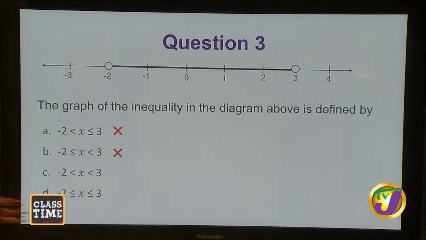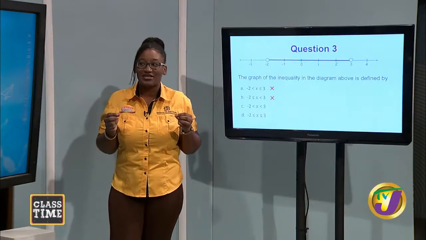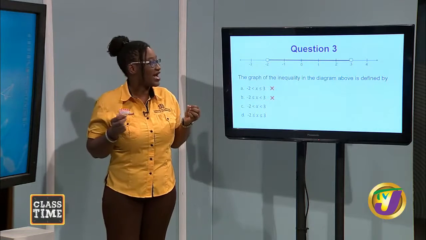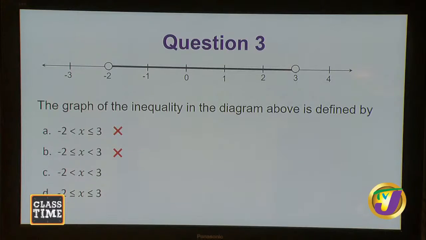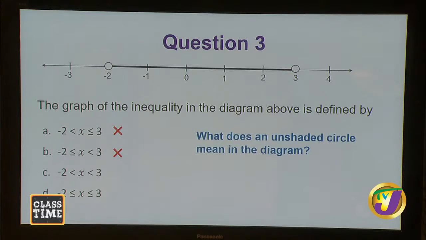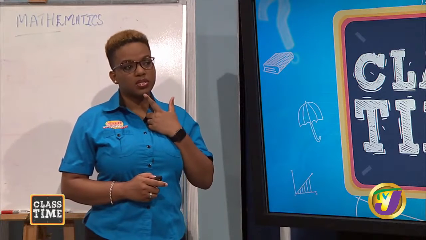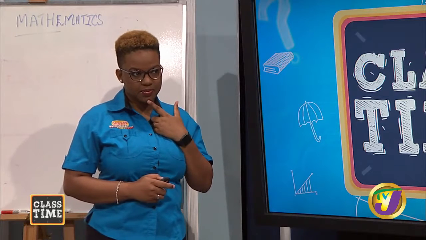So now we need to figure out what these circles mean. They are unshaded. What does an unshaded circle mean in the diagram?